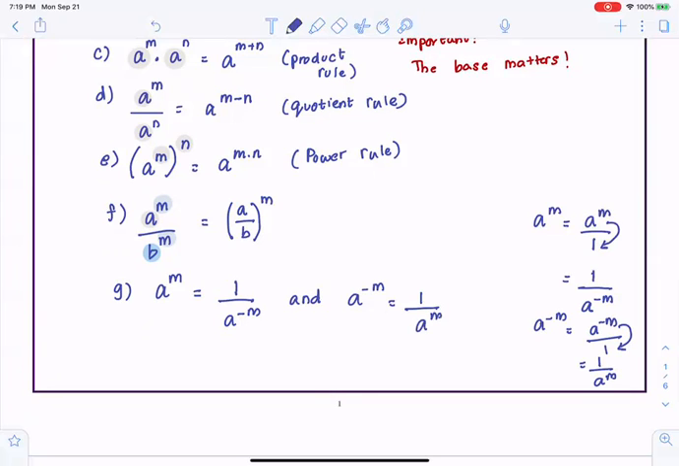So key thing to note is if you have an exponent, and if you move the exponent from the numerator to the denominator, its sign is going to flip. If you move it from the denominator to the numerator, the sign will flip. And those are the rules of exponents.